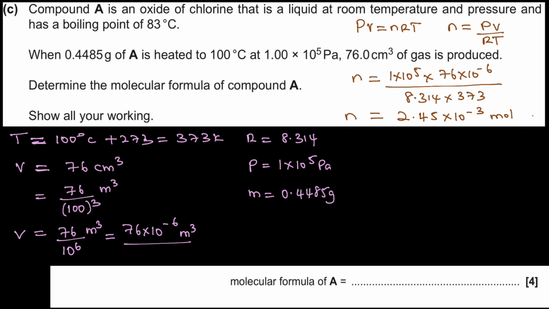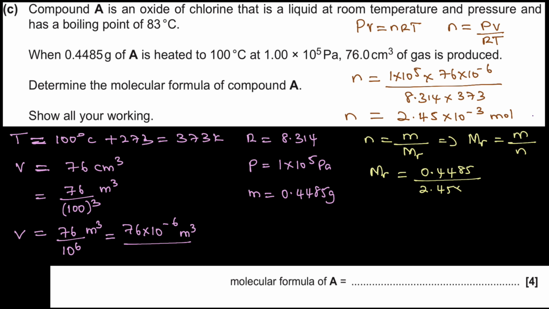Now, if we know n, we can find the M. So let's find M, the molecular mass. We know that n equals big M, mass, over relative molecular mass, which implies that relative molecular mass is M over n, 0.4485 divided by 2.45 times 10 to the power minus 3, and that equals 183 grams per mole.